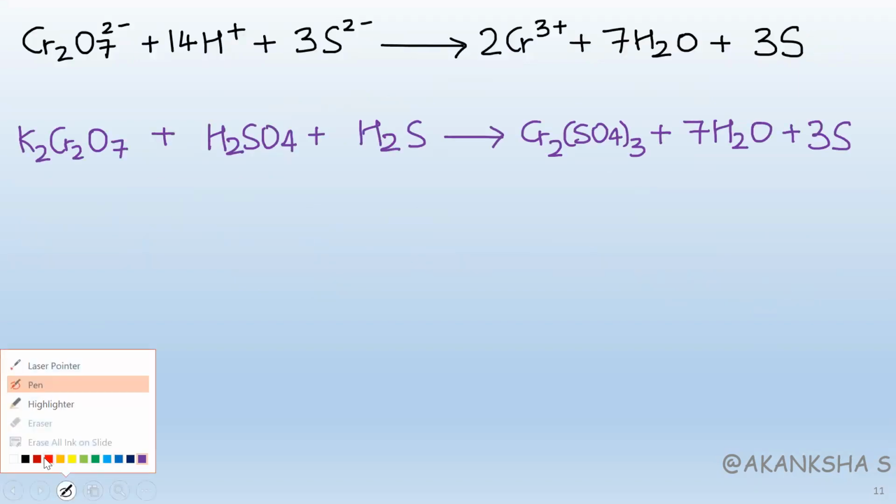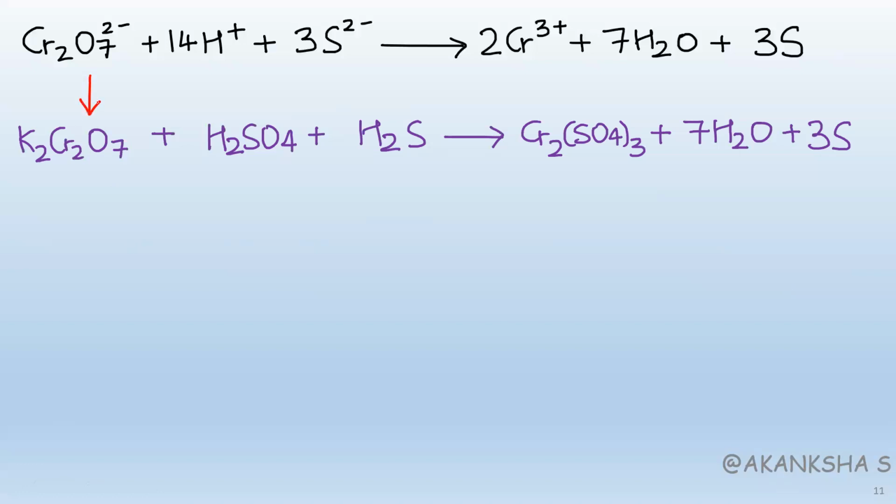Our dichromate ions turn into potassium dichromate. Hydrogen ions turn into sulfuric acid, sulfide ions into hydrogen sulfide. Chromium ions to chromium sulfate. Water remains as water, sulfur remains as sulfur. Here, one thing that clicks is that we have 14 H+, but we have two compounds occupying hydrogen. So we need to properly split 14 hydrogens into these two compounds. Best part being that for hydrogen sulfide, there is already a predetermined coefficient.